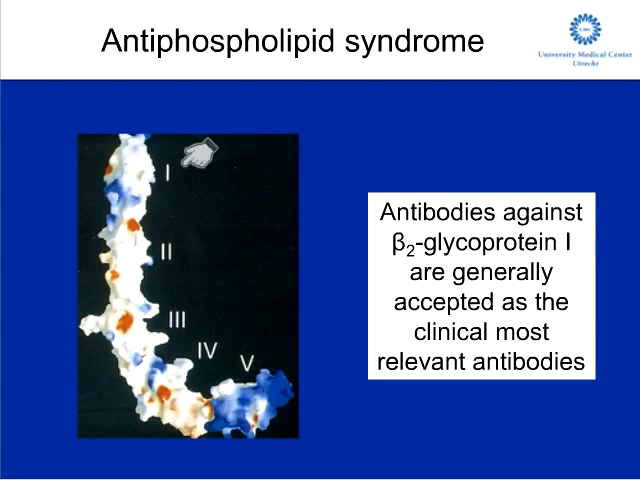You can see that it is built up of 5 different domains that are more or less the same as the complement factors, and that in domain 5, in this space-filling model, the positively charged amino acids are blue. You can see that in domain 5, there's a large patch of positive charge with which it binds to phospholipids.